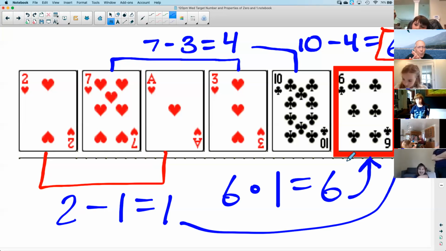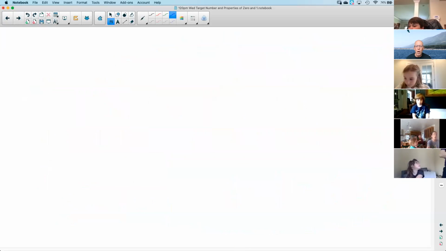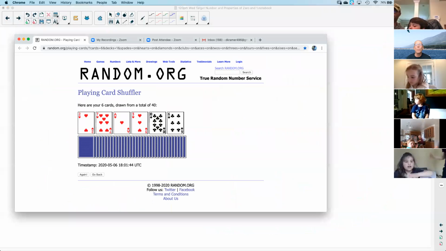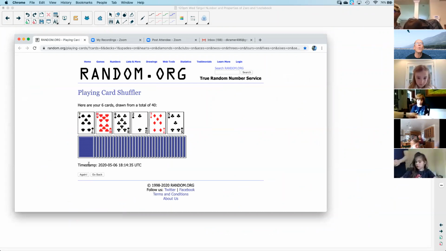Give me a blank sheet of paper, and get ready to write these down. On 3, 1, 2, 3. Write them down, guys. Go. All the equations. Ooh, this is a good one. This is a good one.